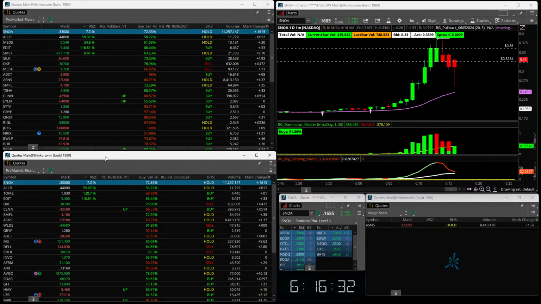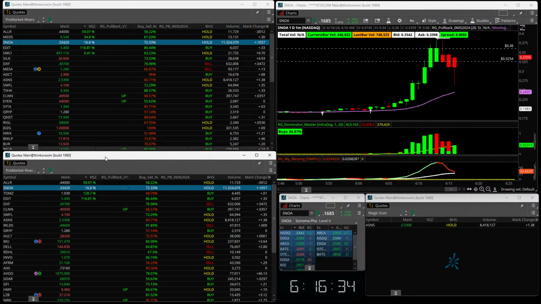Hopefully those two stocks aren't the only two plays we get this morning. Got to keep a close eye on these percentages to see if they're going to take off again.